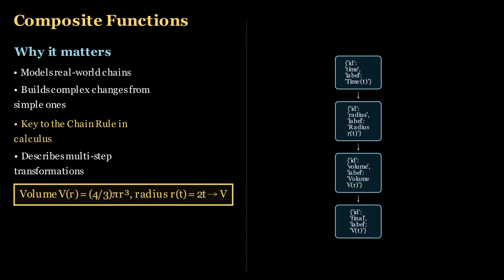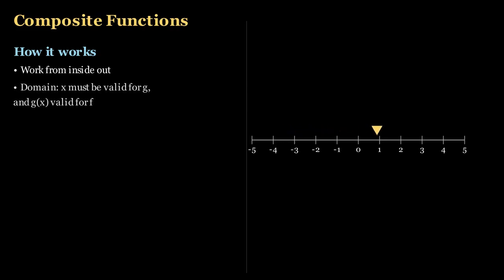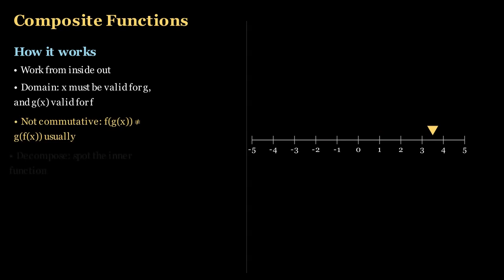To evaluate a composite function, you always work from the inside out. Take a number x, find g of x first, then feed that result into f. The domain of the composite is trickier than a single function. It's not just the domain of the outer function. The number x must first be a valid input for the inner function g. Then, the output g of x must be a valid input for the outer function f. So the domain is all real x that survive both checks.